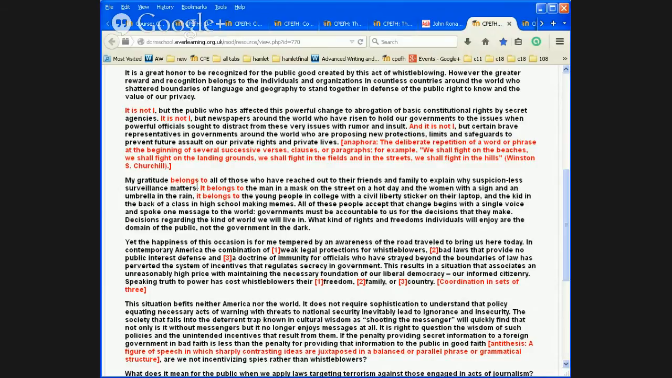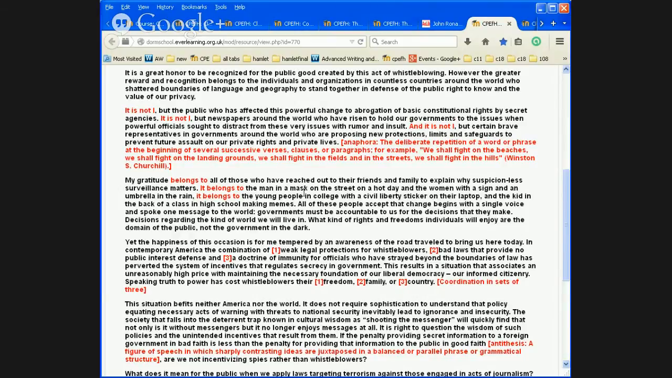My gratitude belongs to all of those who have reached out to their friends and family to explain why suspicionless surveillance matters. It belongs to the man in the mask in the street on a hot day and the woman with a sign and an umbrella in the rain. It belongs to the young people in college with a civil liberties sticker on their laptop and the kid in the back of the class in high school making memes.